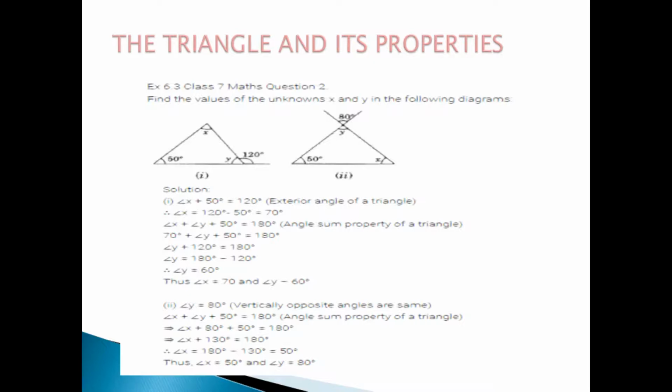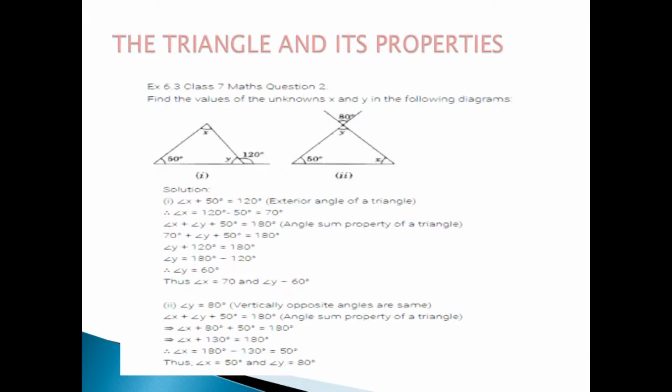Moving to the second part, angle y has an angle drawn as a vertically opposite angle, and vertically opposite angles are always equal. So angle y is equal to 80 degree, you can see in the figure. Now we got the value of y. Now by applying angle sum property, angle x plus y plus 50 equal to 180. Angle x is equal to 180 minus 130 equal to 50 degree. So angle x is 50 and angle y is 80 degree.